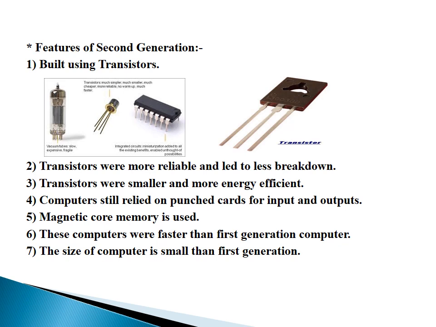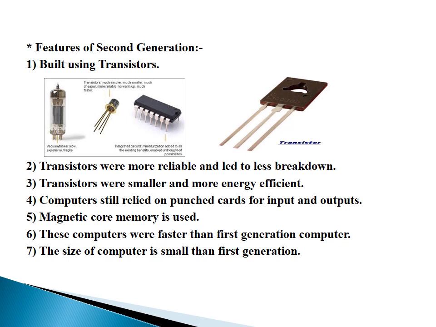Now we have to learn the features of second generation of computer. Second generation of computers were built using transistors. The image of transistor is given below. Transistors were more reliable and led to less breakdown. Transistors are smaller and more energy efficient.